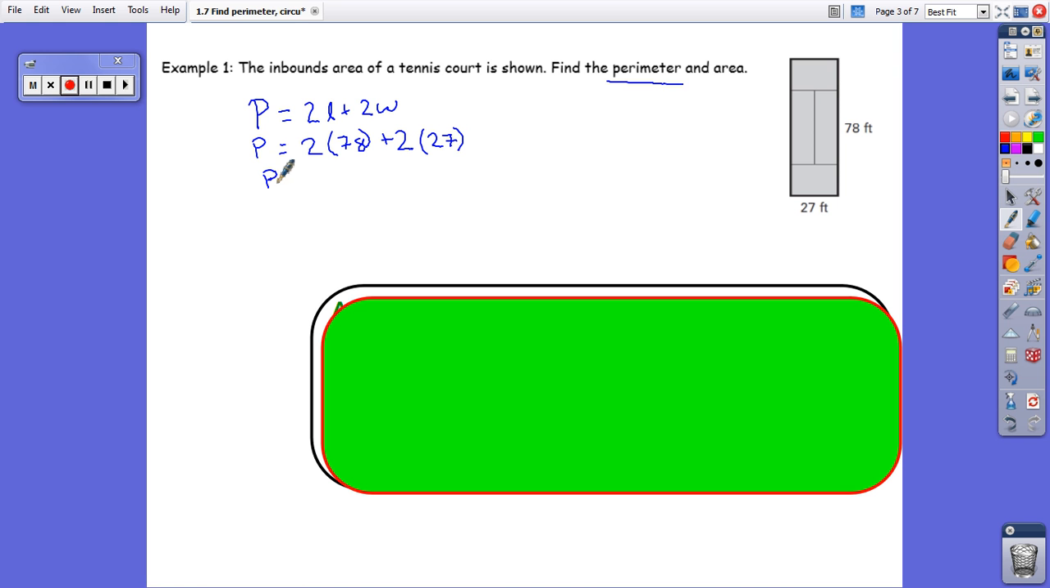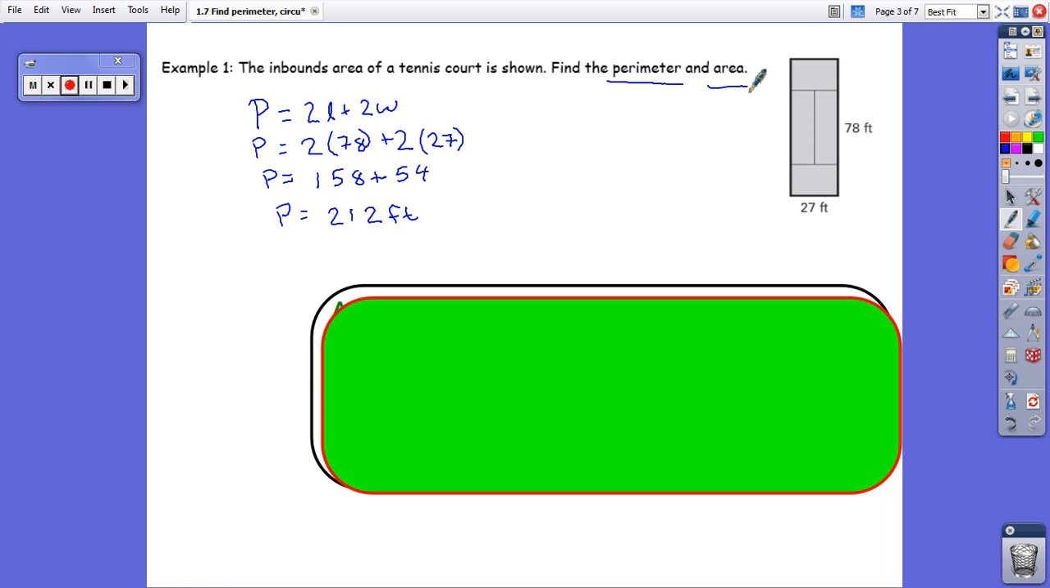So you get perimeter equals 2 times 78 is 156. And 2 times 27 is 54. Then you just add these two numbers together, and you get 212. And don't forget your unit, feet. So that is the first answer.